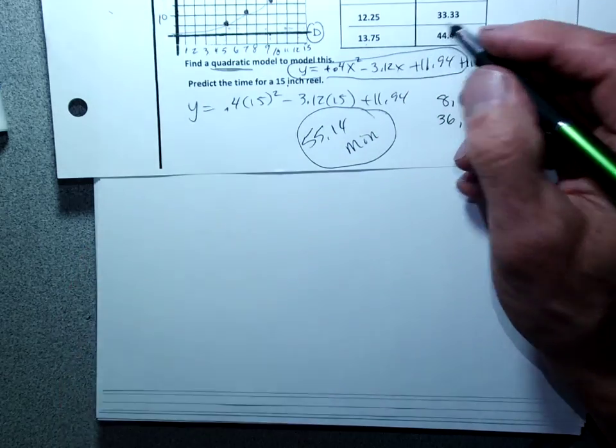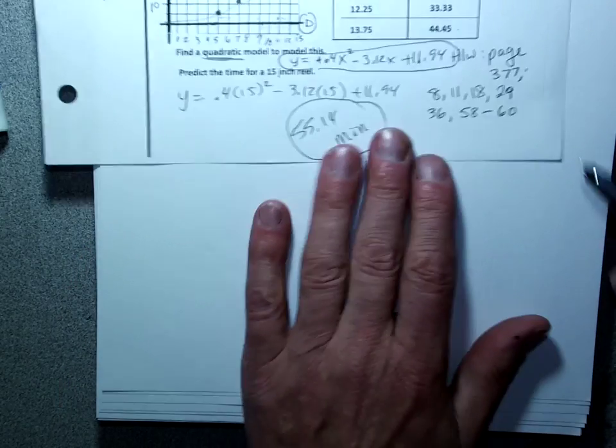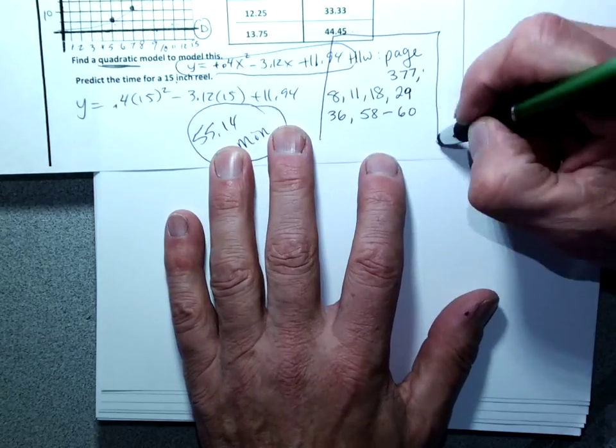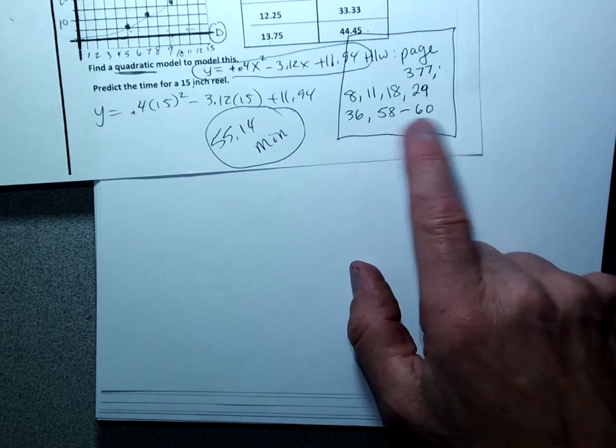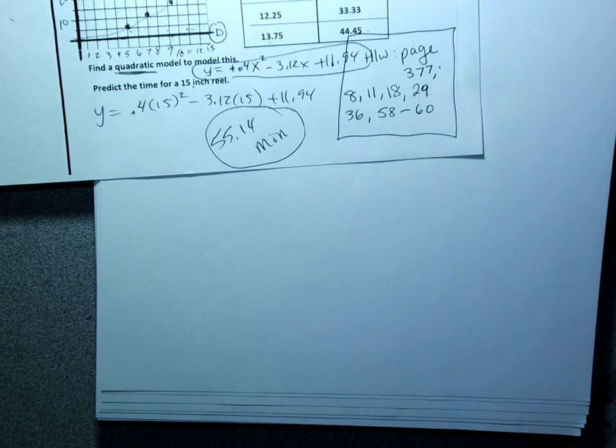Pretty easy? Okay, so our homework, and you're going to need graph paper, page 377, 8, 11, 18, 29, 36, and 58 to 60 is old stuff, is review stuff. Okay, so I'll stop recording, and we want to get working on this.